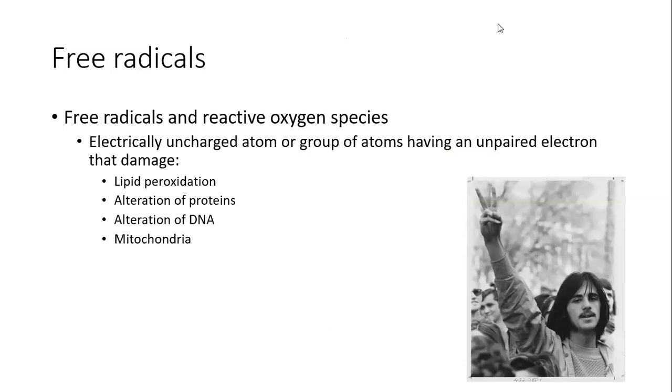Free radicals and reactive oxygen species are electrically uncharged atoms or groups of atoms having an unpaired electron that damage lipids through peroxidation, and cause alteration of proteins, alteration of DNA, and damage to mitochondria. These reactive oxygen species are called that because they easily react with other molecules and have ill effects on DNA and RNA.